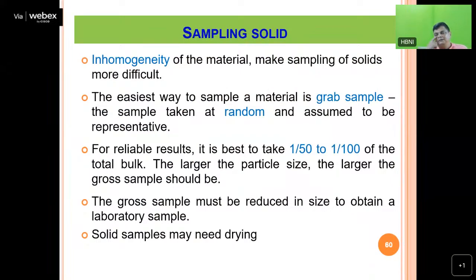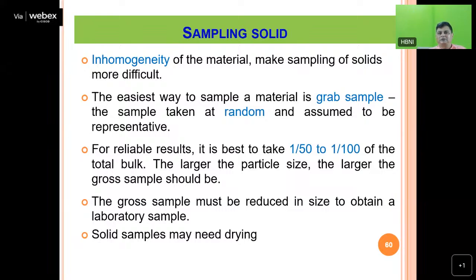Basically, when we are doing any kind of liquid sample, it's very easy, because most of the time liquid samples are homogeneous. But in the case of a solid sample, inhomogeneity is a concern, and it's very difficult to make sure that the sample I am collecting is homogeneous. So inhomogeneity of the material makes sampling of solids more difficult.